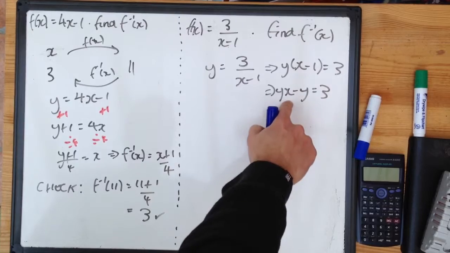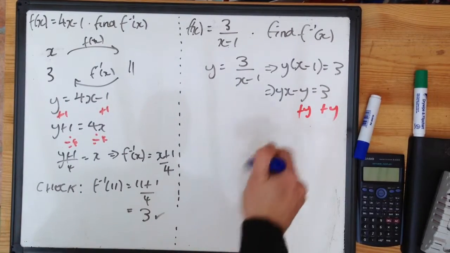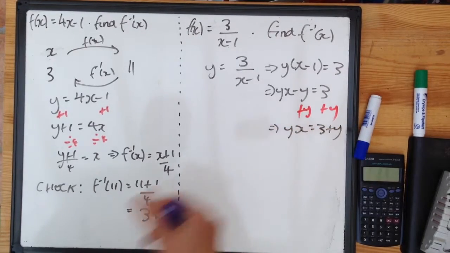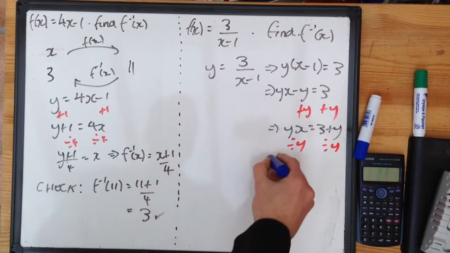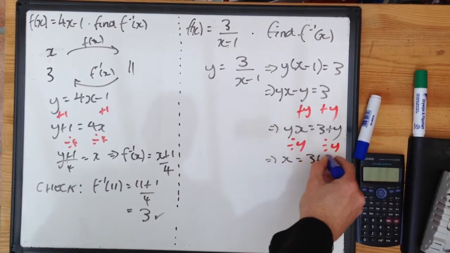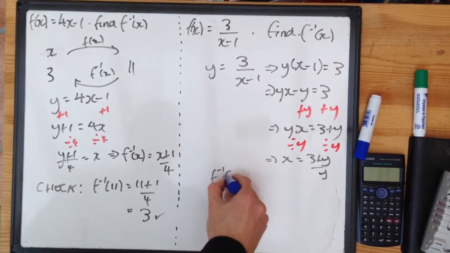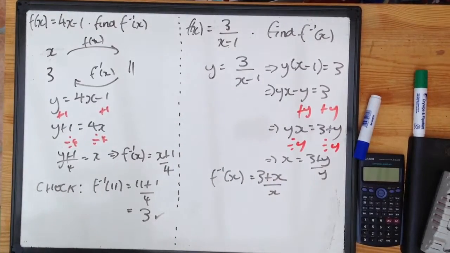And then we want the x by itself, so I need to get rid of that y by adding y to both sides. So we end up with yx is equal to 3 add y, and then divide by that y to get x by itself. And we end up with x is equal to (3 plus y) over y. Swapping that, rearranging that back, we've got f to the minus 1 of x is (3 plus x) over x. Again, we can put a check in on that.